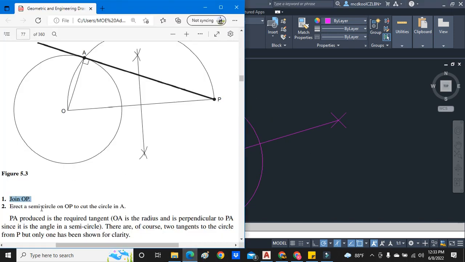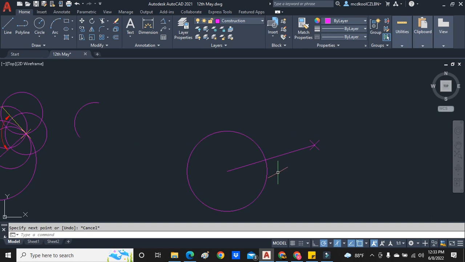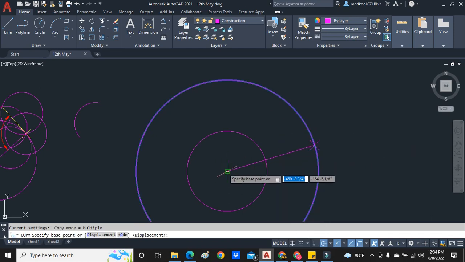Okay, good. What next? And then from point to... What does it say? Erect a semicircle on OP. All right, so they want a semicircle. Now in Autocad, we can make a semicircle easily. But from here, you need to bisect this line. You remember how to bisect a line? So we come from the left side to the end, and then we can copy that.